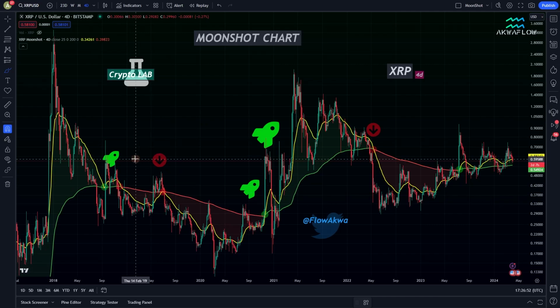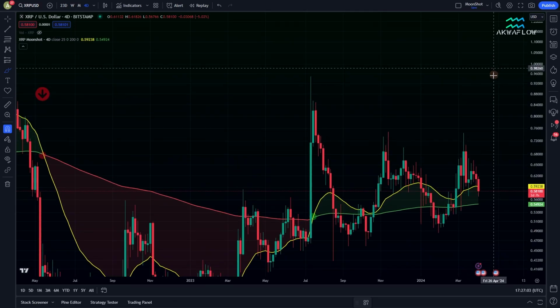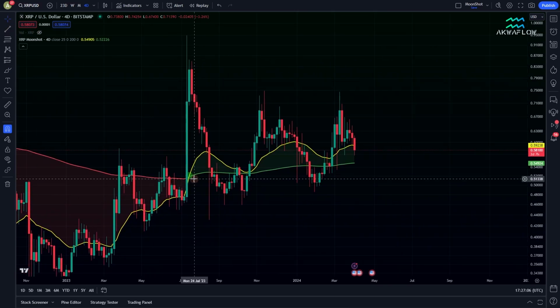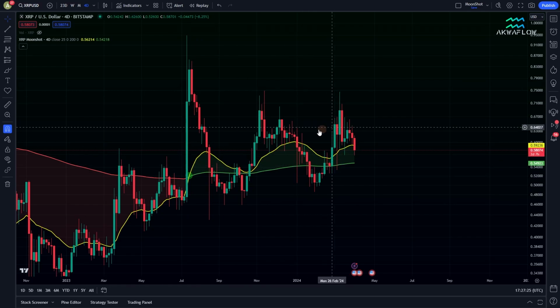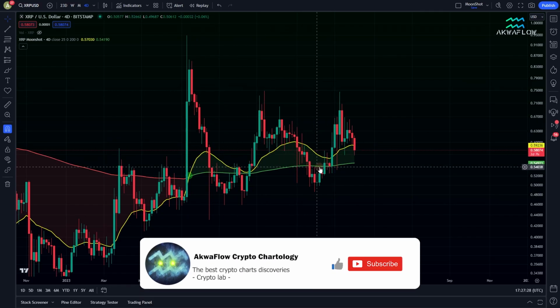And what do we know? We know that when the yellow line is above the green line, we are in a bull market. And when it is below the red line, we are in a bear market. And currently, as you can see, we still have a green color, meaning that the yellow line is still above the green line. And thanks to this, we can still say that XRP is in a bull market.